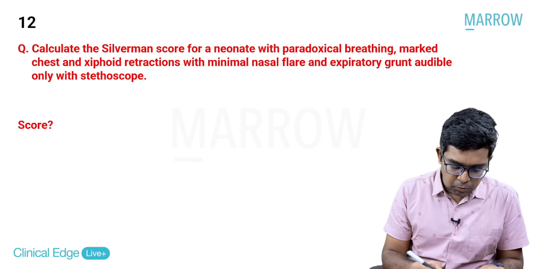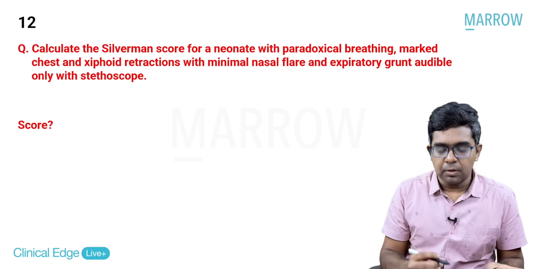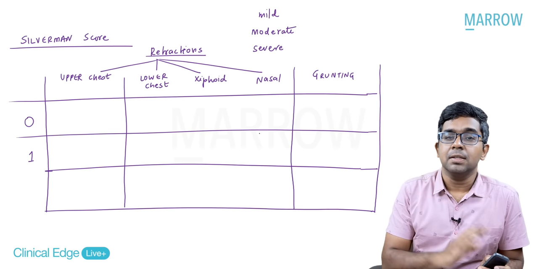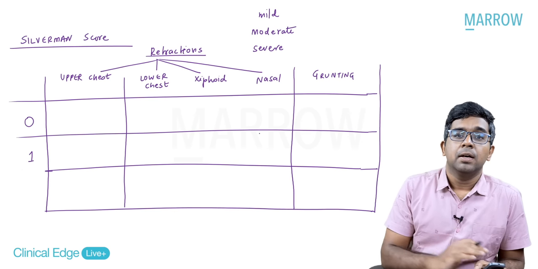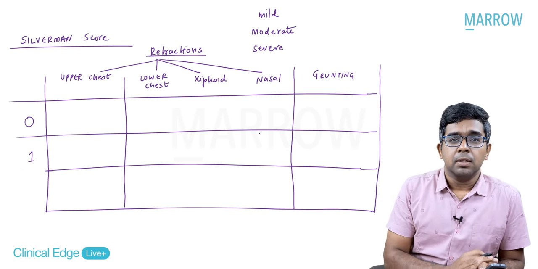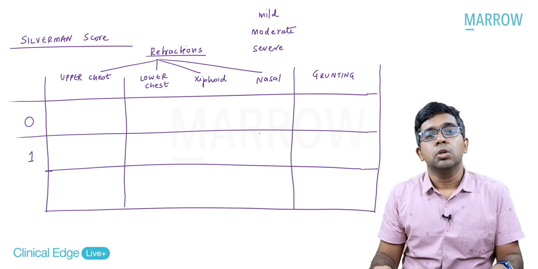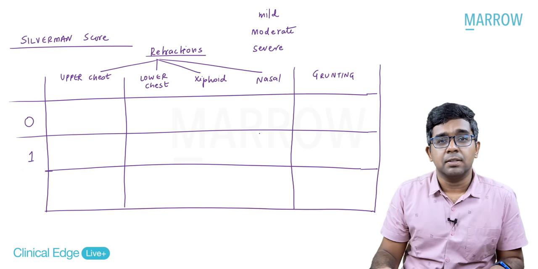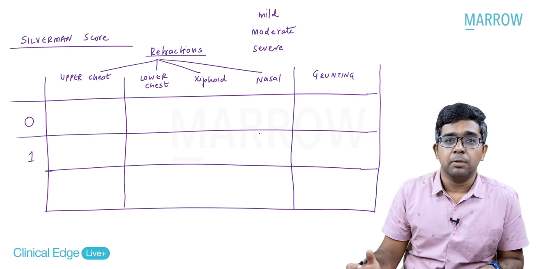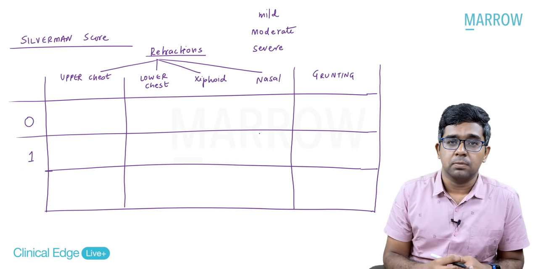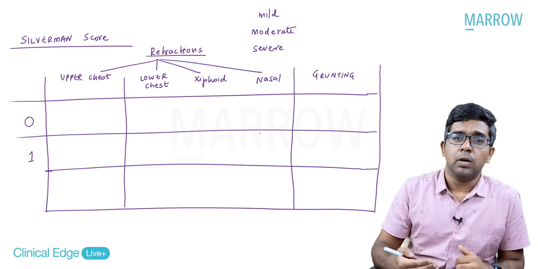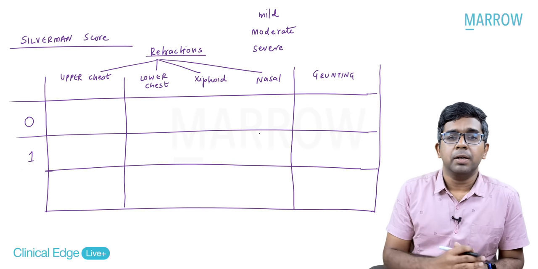Okay, this is one of the standard scoring systems which we use in a newborn to assess the severity of respiratory distress. As you can see, there are five components. Basically, the first four components are related to retraction, namely the upper chest, lower chest, xiphoid retraction, as well as nasal flaring. And the last one would be the grunting, which is an abnormal sound heard during respiratory distress. And it is graded like 0, 1 and 2.